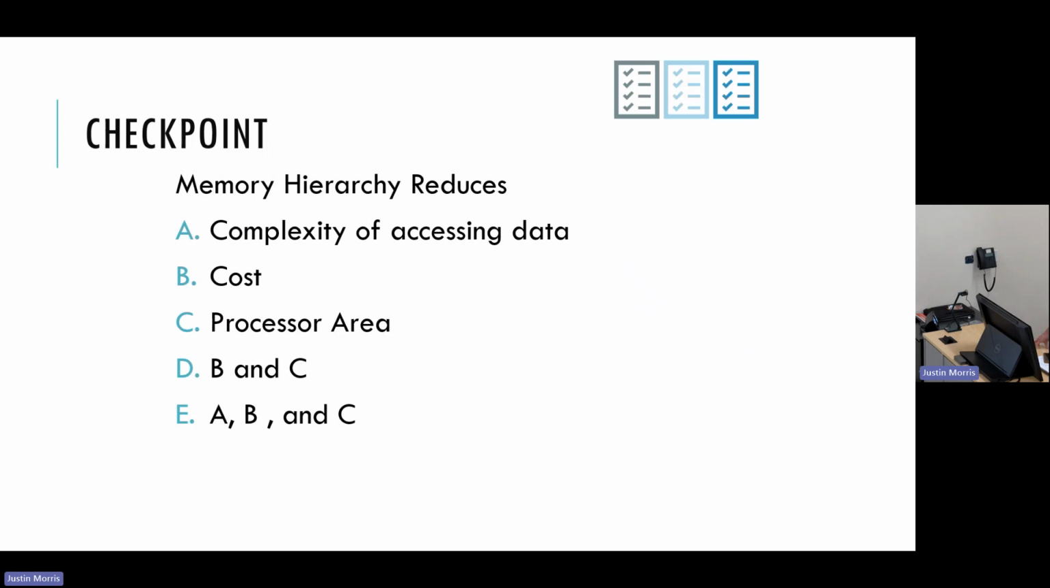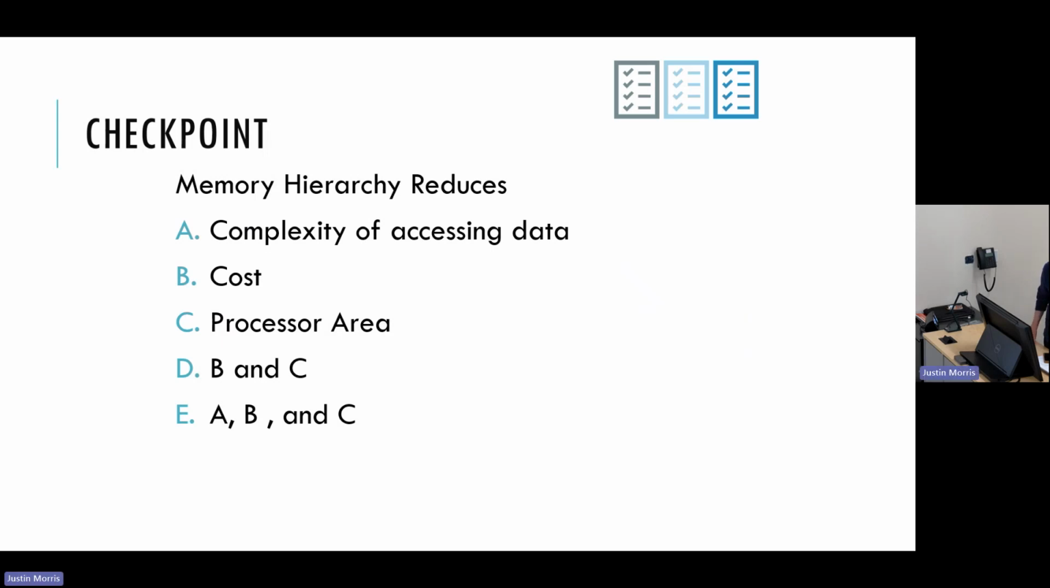It does increase the complexity of accessing data because now you have different nodes. If you had one big, large memory, it wouldn't be feasible, but it would be less complex. You would just have one place to look. But with the hierarchy, we have all of these different places to look. And if we don't find it in the higher level, we have to search the lower level. So it is more complex with the memory hierarchy, but it does improve performance.